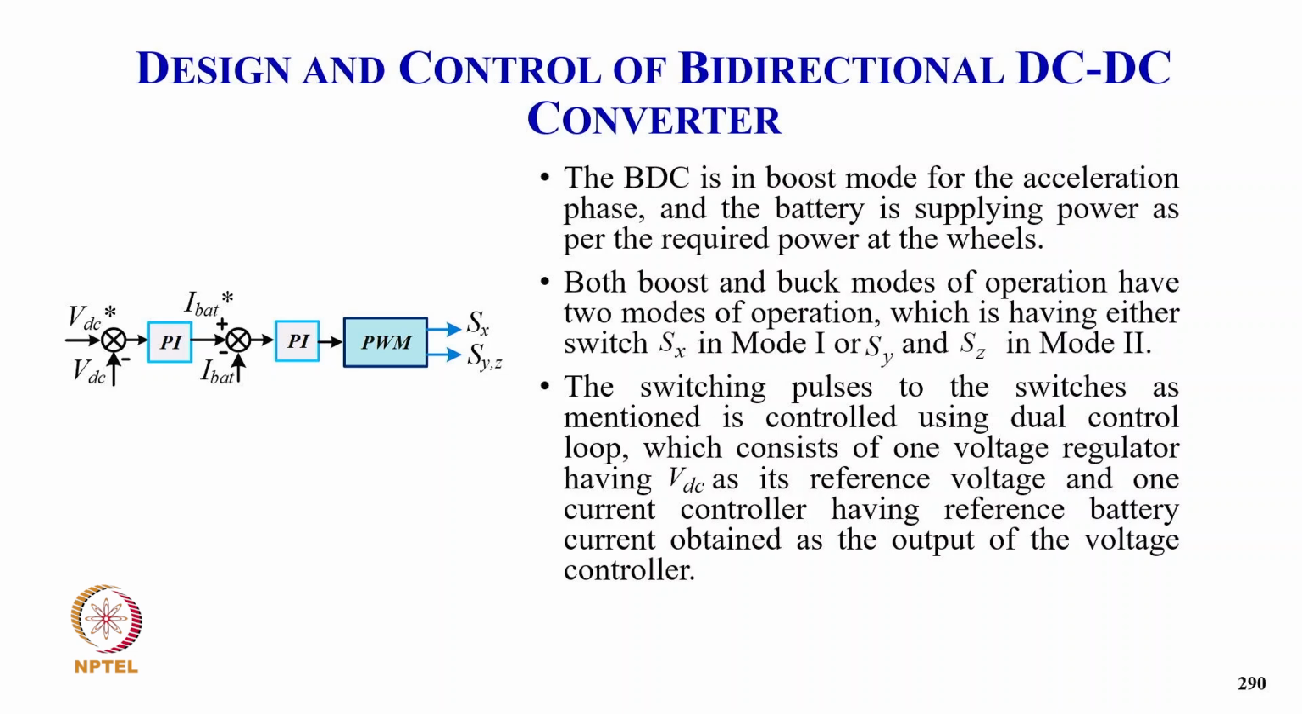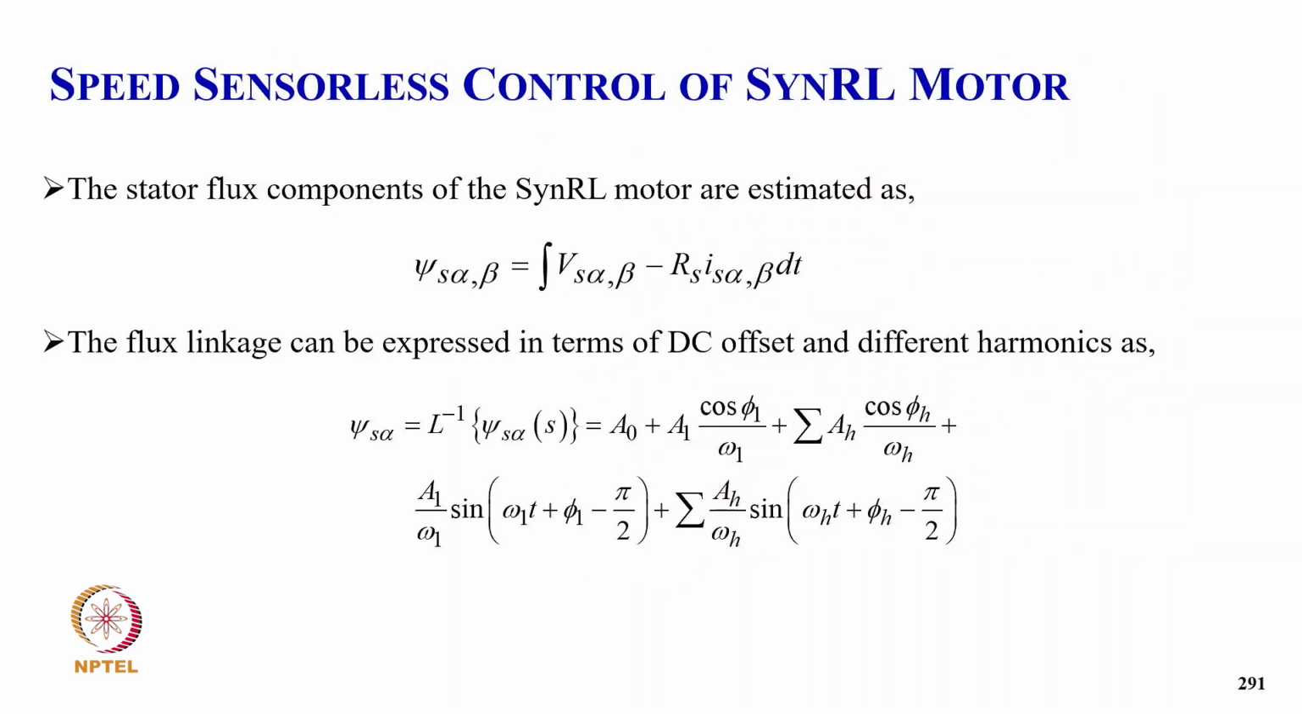So here is the battery current control. So while VDC is in boost mode from acceleration phase, the boost battery is supplying the power as per required on the wheel. Both boost and buck modes have been two modes of operation, which having either switch SX in mode or SY or SZ mode. The switching pulses to the switches are mentioned in control loop, which consists of one voltage regulator having VDC as reference voltage and current controller reference battery current obtained as the output of the voltage control.